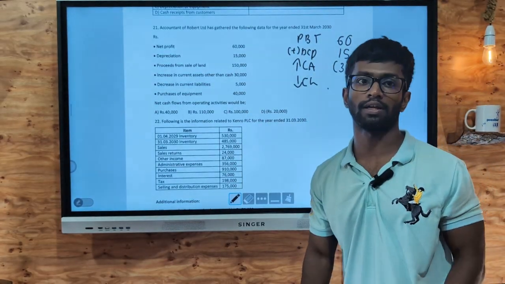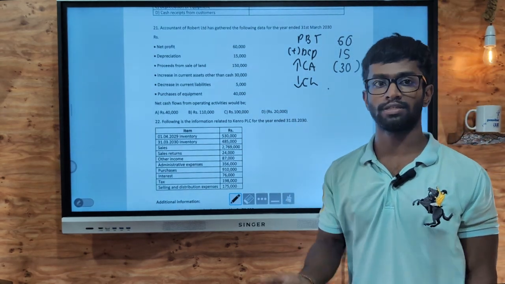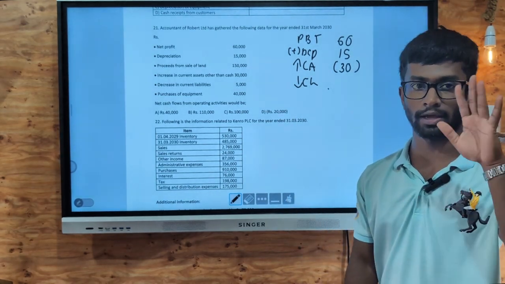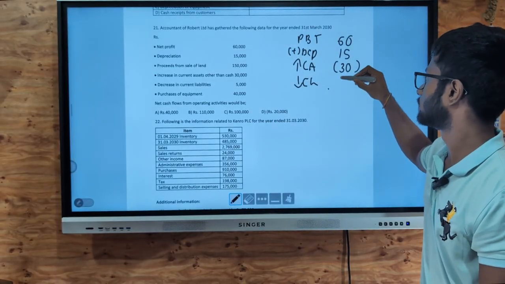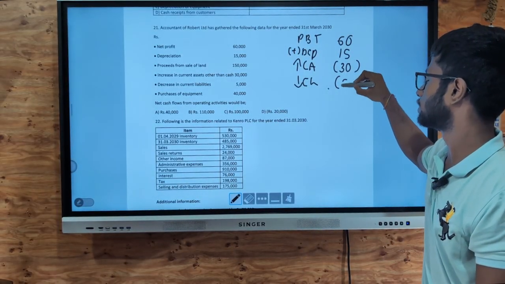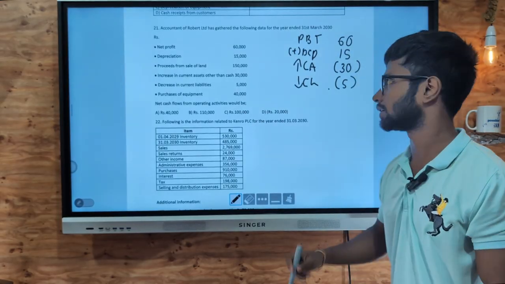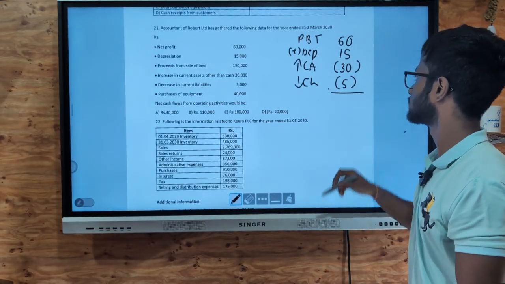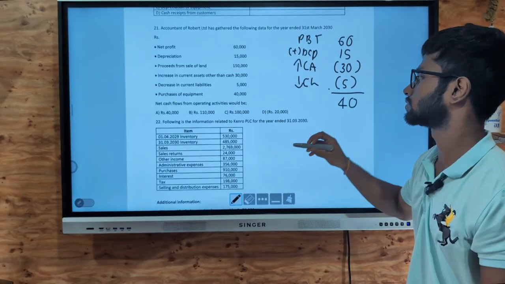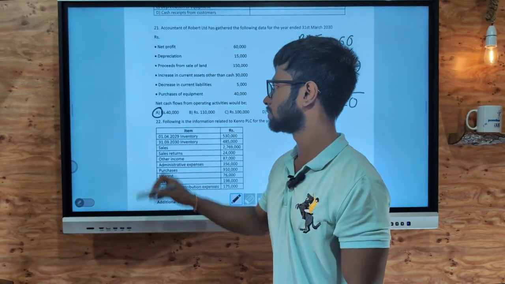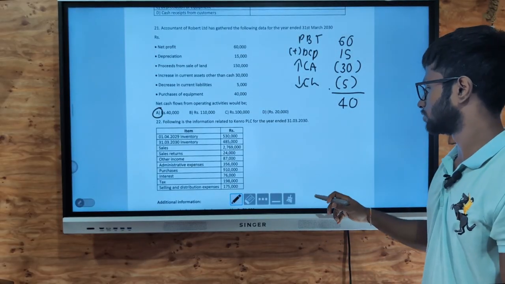So cash flows and current liabilities, there's a positive relationship. If current liabilities increase, cash flows also will increase. Current liabilities reduce, cash flows also will reduce. So here it will go down by. Fine. Purchase of equipment, that's an investing activity. Then you can adjust. Here you get then 40. So that should be answer number A. Then we can move on to the next part.